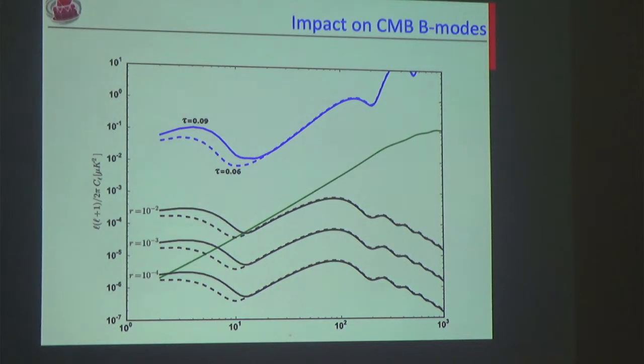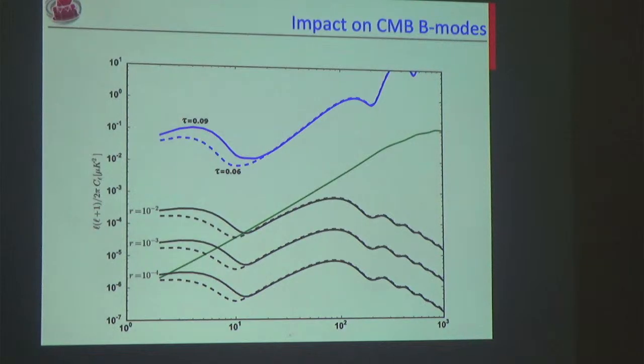So this curve depends on the order of the parameter. R is the tensor to scalar ratio. So we have a scalar perturbation, vector perturbation, and tensor. Vector perturbation dies down with time. We have a scalar perturbation which gives you all the cosmology, and there is a tensor perturbation.